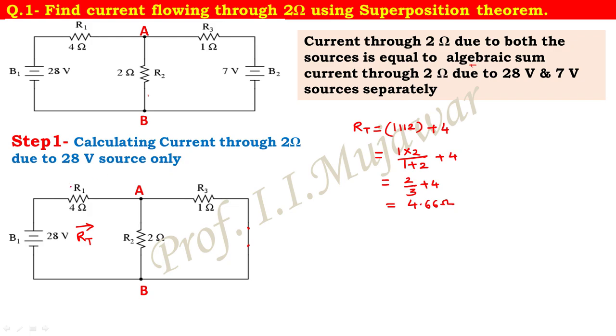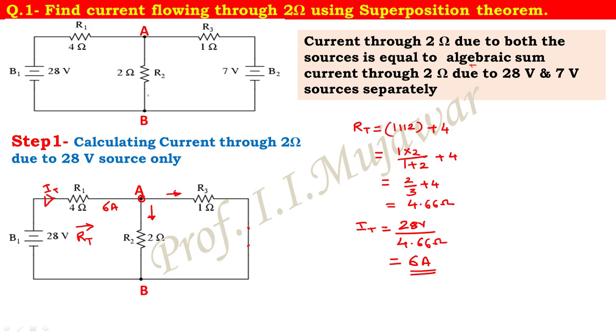Now I will calculate the current flowing through this, that is the total current IT. So your IT comes out to be 28 volt divided by the total resistance, that is 4.66 ohm. This value comes out to be 6 ampere. That means 6 ampere current is the current delivered by this source. Now that current will come up to this node, and afterwards the current gets divided.